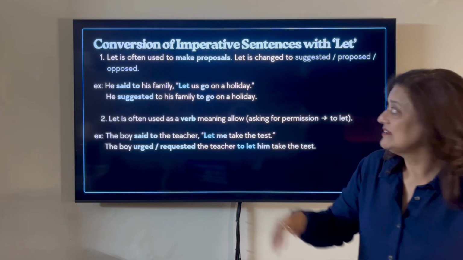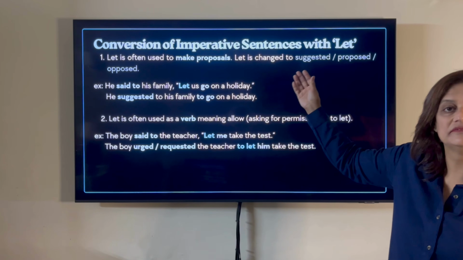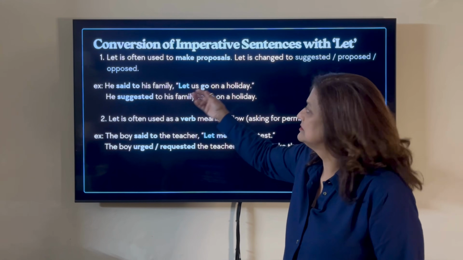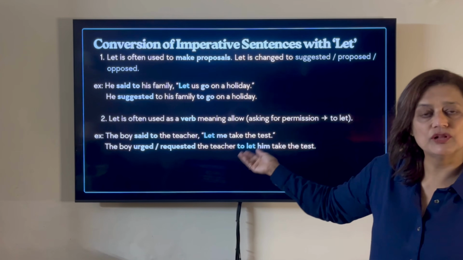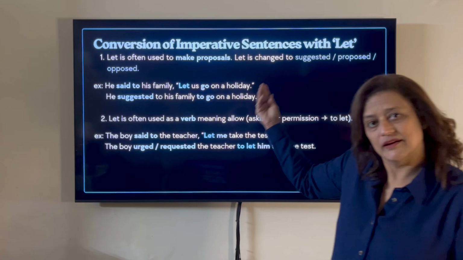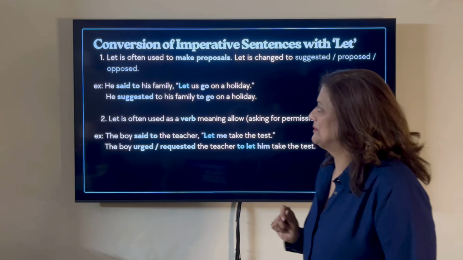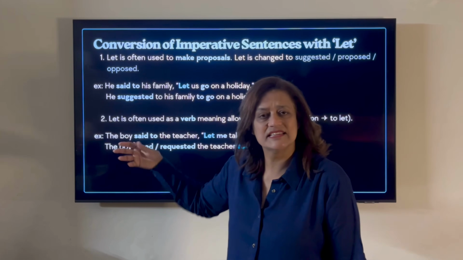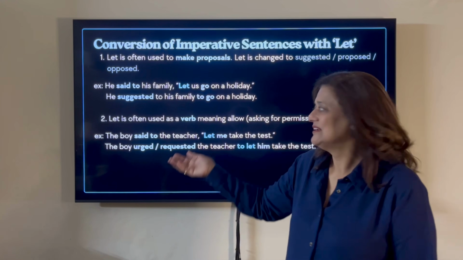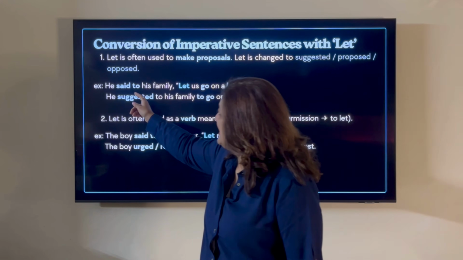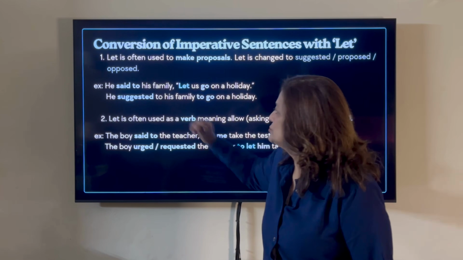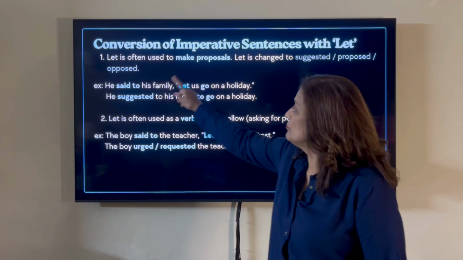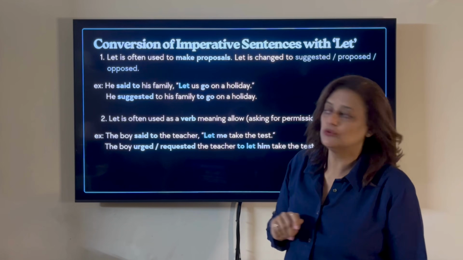Some more things to understand. Imperatives are also those which have let in them. They are used either to make suggestions, proposals, or for asking permissions. So again, reporting verbs can change accordingly. He said to his family, let us go on a holiday. From this sentence, it's quite clear that he's suggesting to his family, how about going on a holiday? So he said to will change to suggested to his family, let will merge in suggested along with said to, and go will become to go on a holiday.